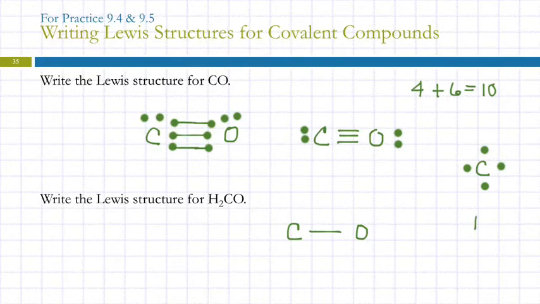We look at nitrogen. Nitrogen has 5 valence electrons, right? 1, 2, 3, 4, 5. How many unpaired electrons in the Lewis symbol? 3. Nitrogen tends to form 3 bonds. How about oxygen? 6 electrons, right? 1, 2, 3, 4, 5, 6. 2 unpaired electrons. Oxygen tends to form 2 bonds.